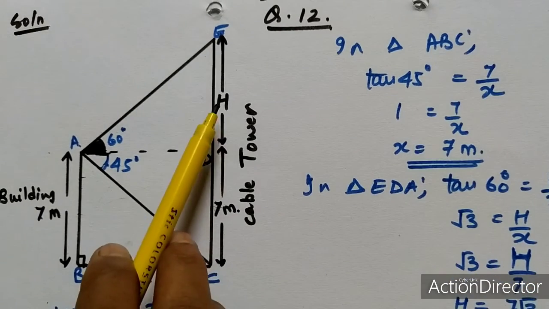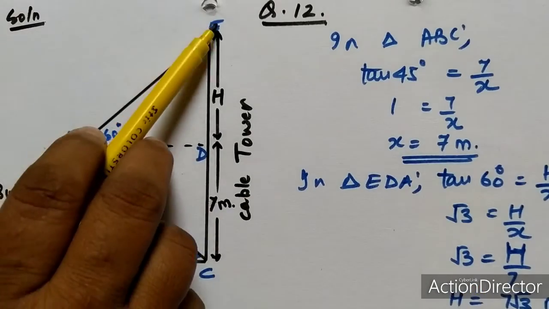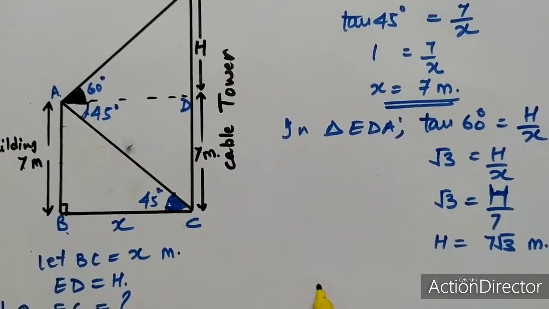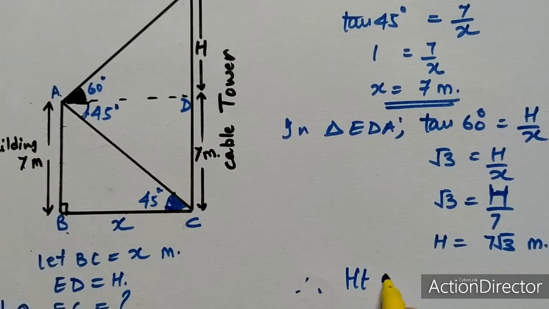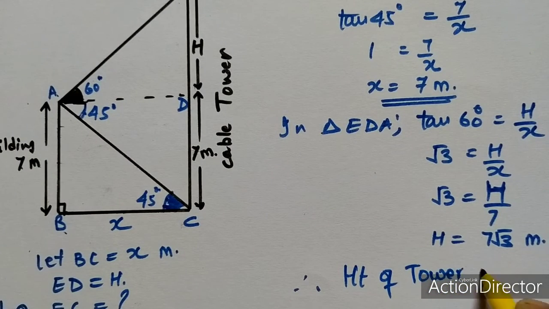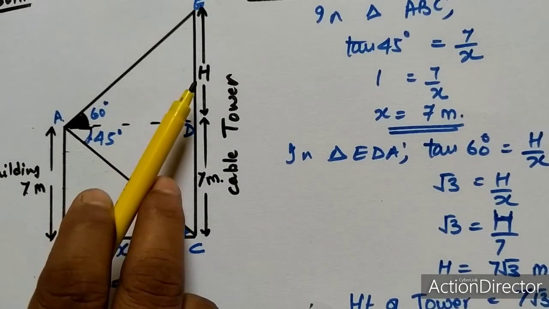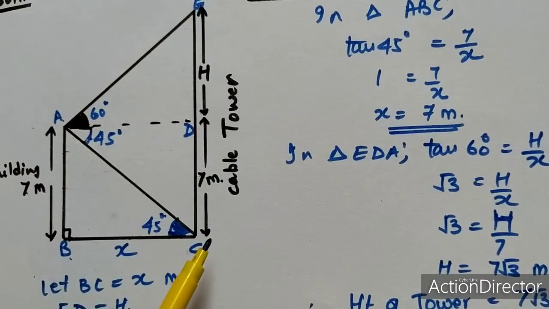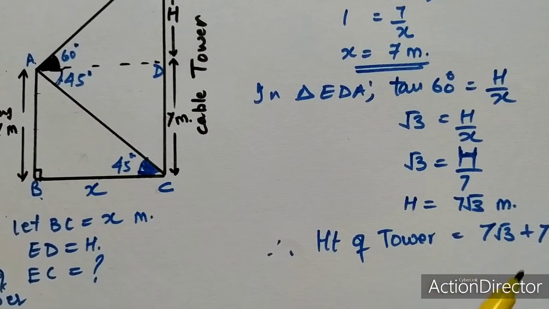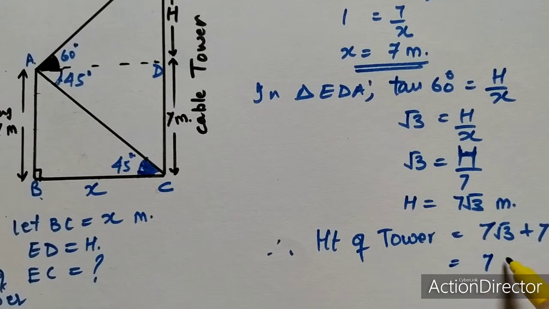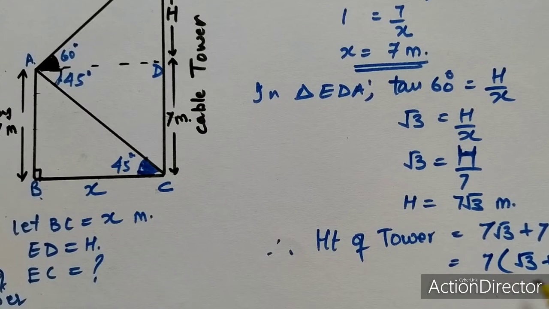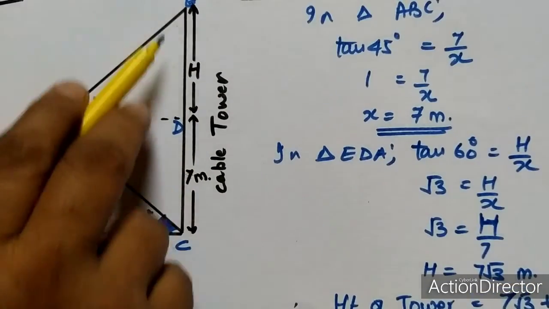But we want, that means the value of H is equals to 7 √3 meter. But we want to find out total height of the cable tower. So we are going to write therefore height of tower is equals to 7 √3 plus 7. According to the figure, H plus 7 will be the total height. Already we found H is 7 √3 and we have to add 7 also. So here 7 is common. We have to take 7 as common from both the terms. 7 take common, √3 plus 1 meter will be the height of this cable tower.